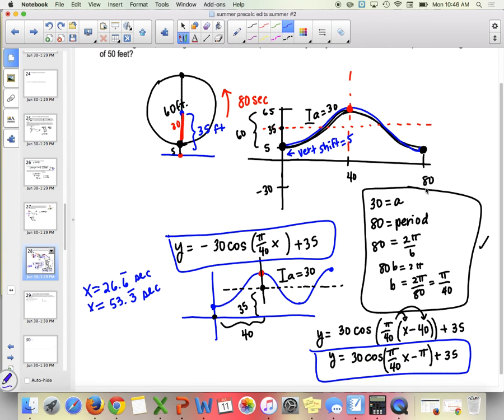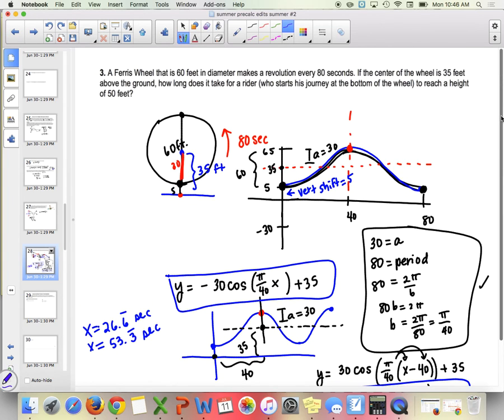Okay, now did it ask for all the different locations? I don't know, let's see. It says, how long does it take a rider to reach a height of 50 feet? So when you say how long would it take for them to reach a height, I would probably use that first value. Now if it said, how many times is the rider at 50 feet? It would be an infinite number of times if you kept going, but you could write 26.6 repeating seconds and then plus, like you could write out all of the answers.